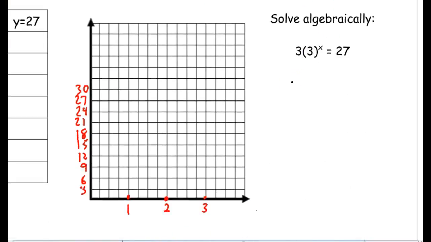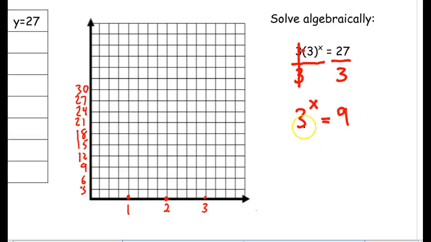Okay. And just for fun, let's do it in reverse for this one. We can solve algebraically first, so we know where it should intersect on the graph. So first, to undo the multiplication, this is 3 times 3 to the x, so I'm going to divide by 3 on both sides. I'll do the order of operations backwards. I have multiplication and exponents, so do the multiplication first. So I have 3 to the x equals 27 divided by 3, which is 9.